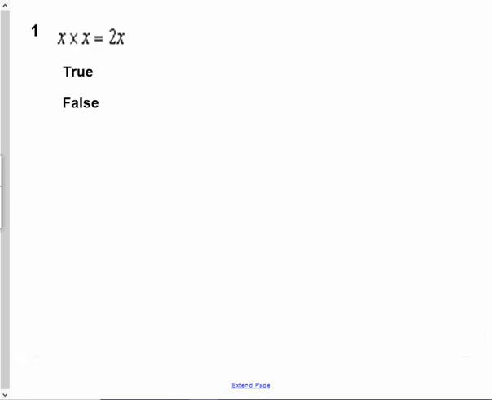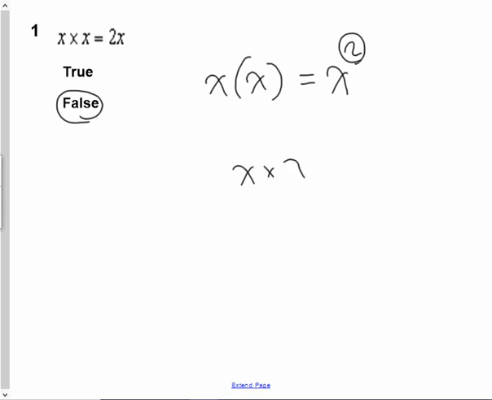Question 1 says x times x equals 2x. The answer for this is false. X multiplied by x is the same thing as x squared, because exponents of 2 mean whatever the base is multiplied by itself that many times. So if it was x times x times x, that would be x cubed, not 3x. 3 multiplied by x is different than x multiplied by itself 3 times.